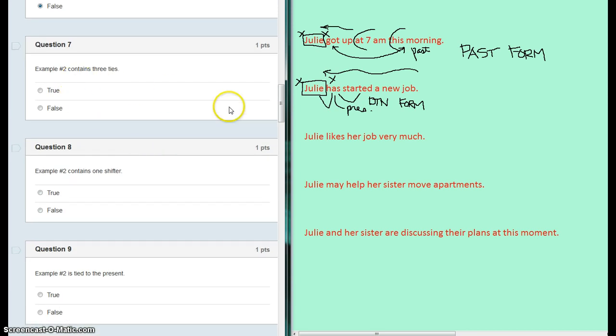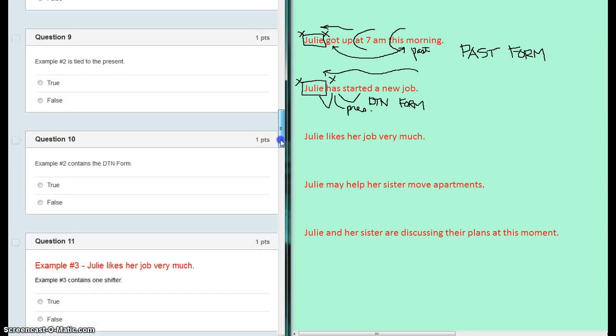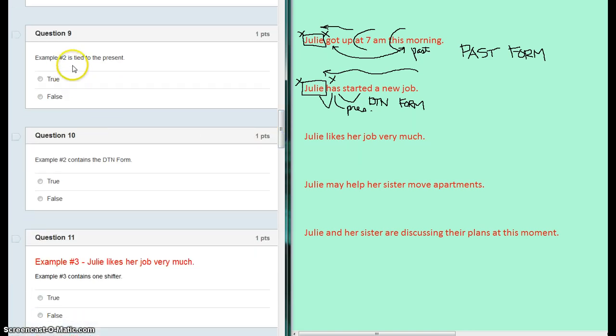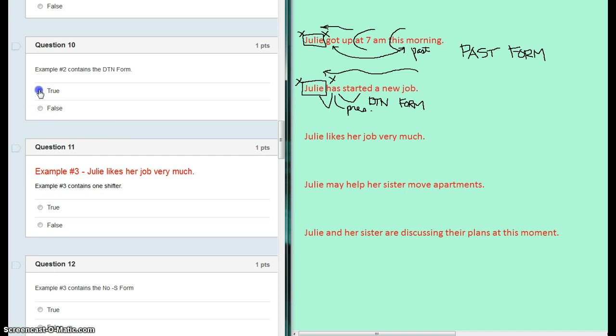Example number 2 contains three ties. That's correct. Subject and X word, and time, X word and verb. Example number 2 contains one shifter. False. There are no shifters in this example. Question 9. Example number 2 is tied to the present. That's true. Example number 2 contains the DTN form. That's true.